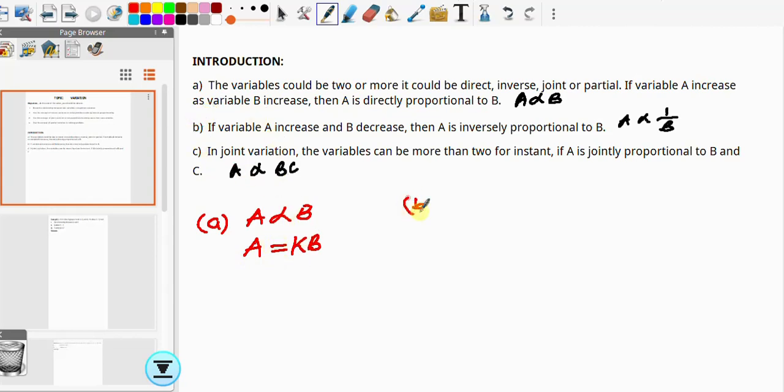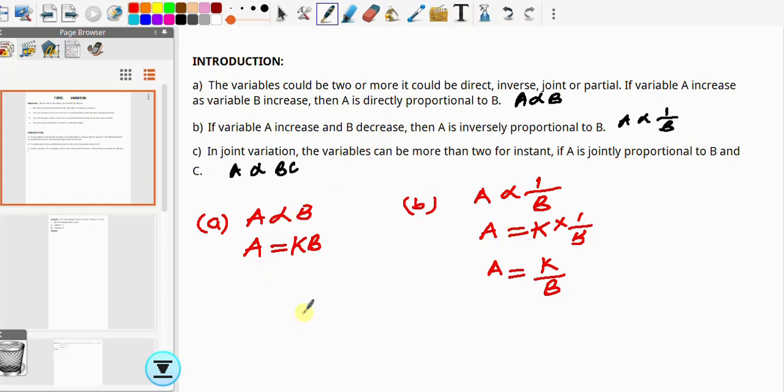Now we come to B. If variable A increases and B decreases, then A is inversely proportional to B, which is the inverse of B. Let's remove this sign, introduce the equality sign and K, which is multiplied by 1 over B. So then A will be equal to K over B, where K is a constant, right?